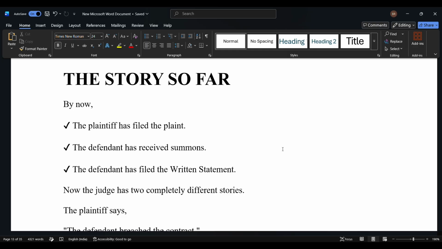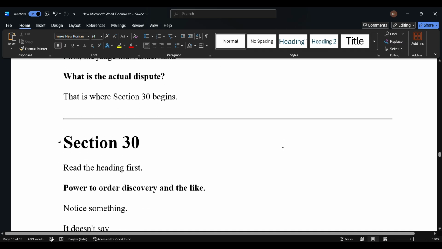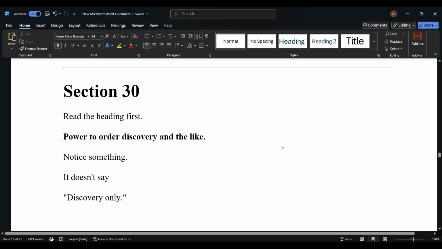Now the judge has two completely different stories. The plaintiff says, the defendant breached the contract. The defendant says, no, the plaintiff himself breached it. The judge cannot simply start passing a decree. First, the judge must understand: what is the actual dispute? That is where Section 30 begins.